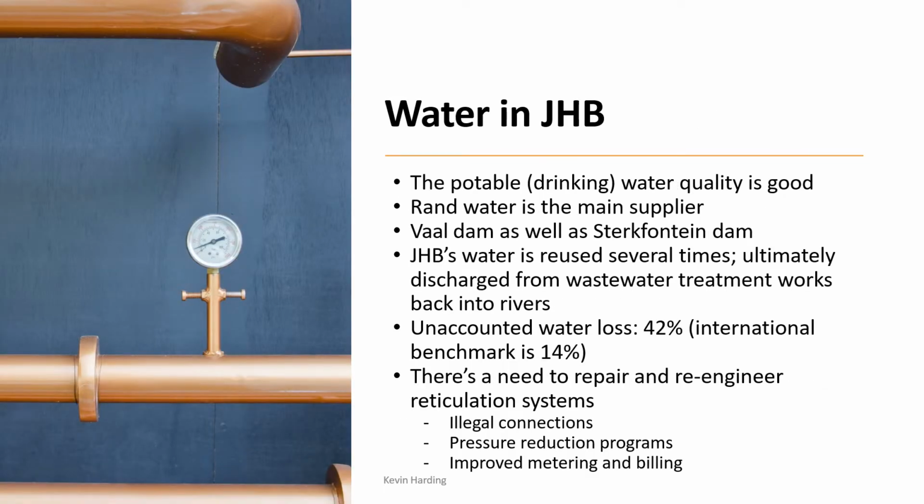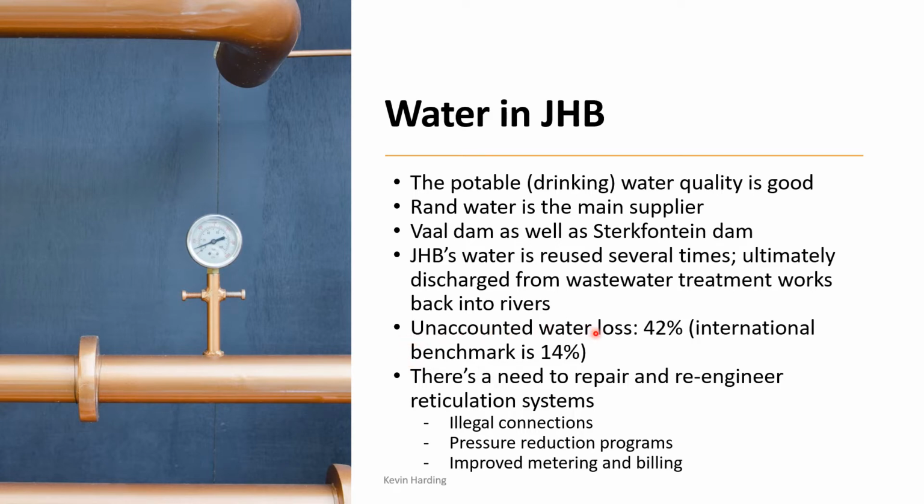In Johannesburg, we've already said that it is Rand Water that is accountable for the water distribution, and that the Vaal Dam, as well as the Sterkfontein Dam, are the main suppliers of our water. In Johannesburg, compared to many other areas in the world, the drinking water, and that's referred to as potable water, the quality of that is very good in South Africa, and well, in Johannesburg in particular. The one concern, though, is that we have a large loss of water.